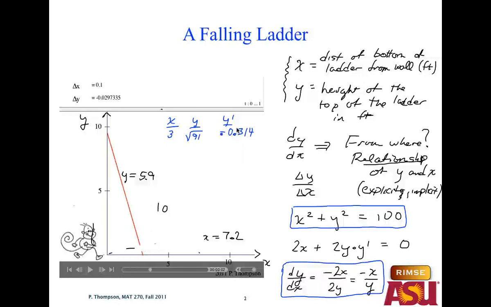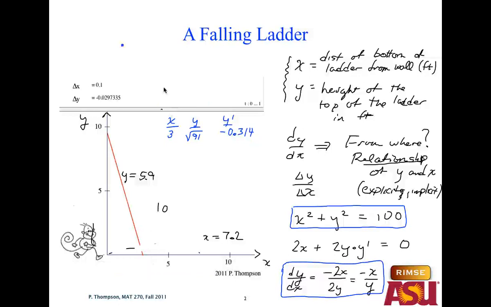Okay, what does that number mean? What does that number mean in the context? Tell the person next to you. What does negative 0.314 refer to or represent? Go. Yes, it is the rate of change of y with respect to x. What does that mean in this context? So that's not a valid response. Yes, it's the rate of change of y with respect to x.